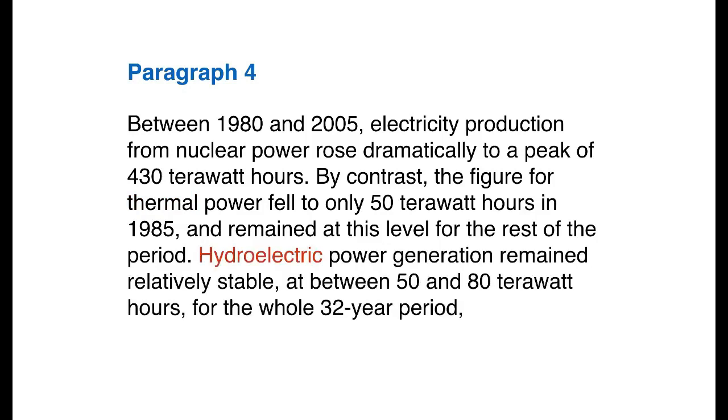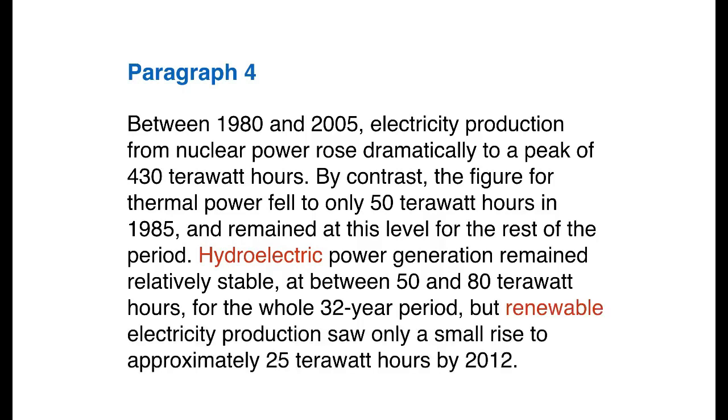Next, hydroelectric power generation remained relatively stable at between 50 and 80 terawatt hours for the whole 32-year period. But renewable electricity production saw only a small rise to approximately 25 terawatt hours by 2012. That's paragraph 4 finished, and we finished the whole report.